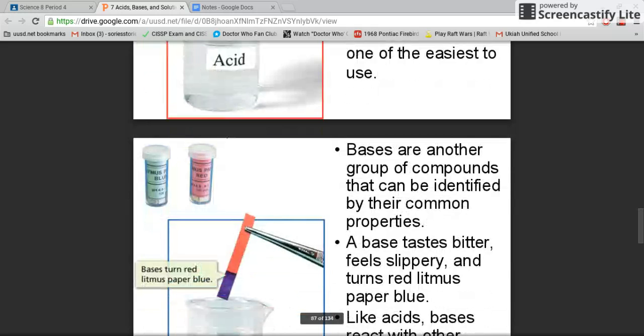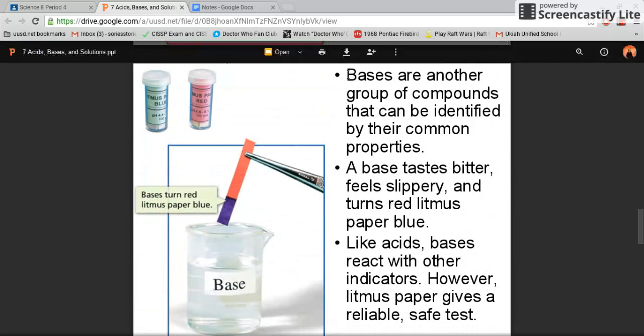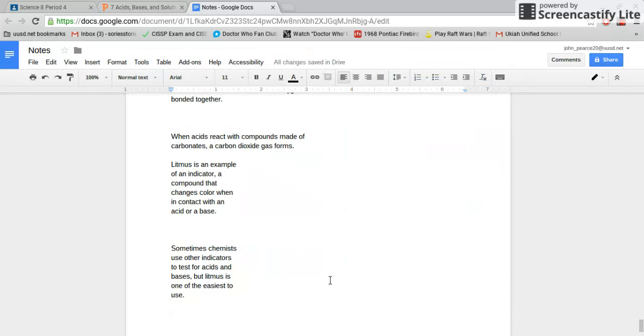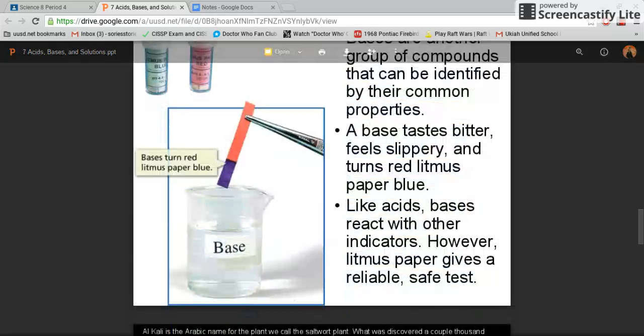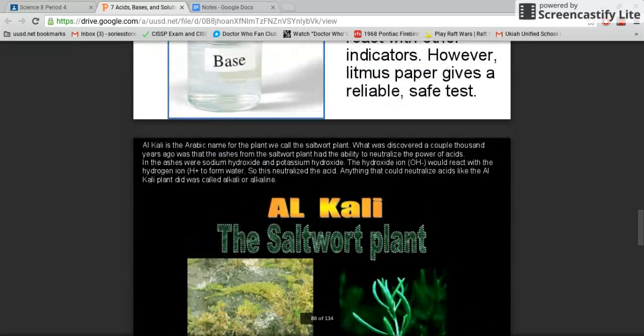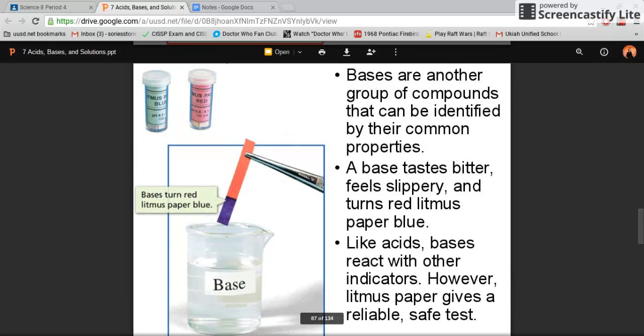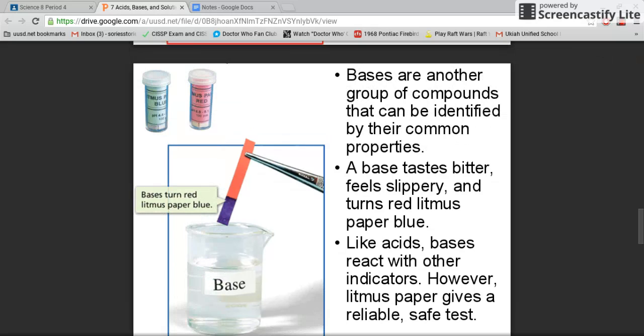Okay, bases are another group of compounds that are identified by their common properties. A base tastes bitter, feels slippery, and turns red litmus paper blue. Those are really important. 2 and 3 are the most important. 2 and 3 you said? Yes. 2 and 3.